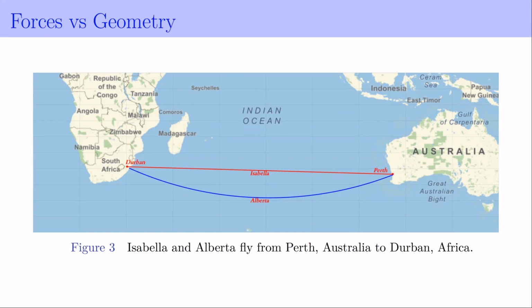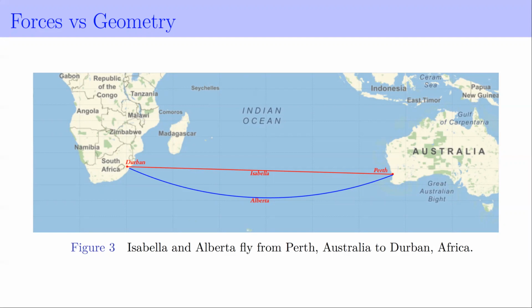In one, Isabella decides she has to go directly west. So she's going to take her compass, point it directly west, and fly directly west. Alberta will also go from Perth to Durban, but do it differently.